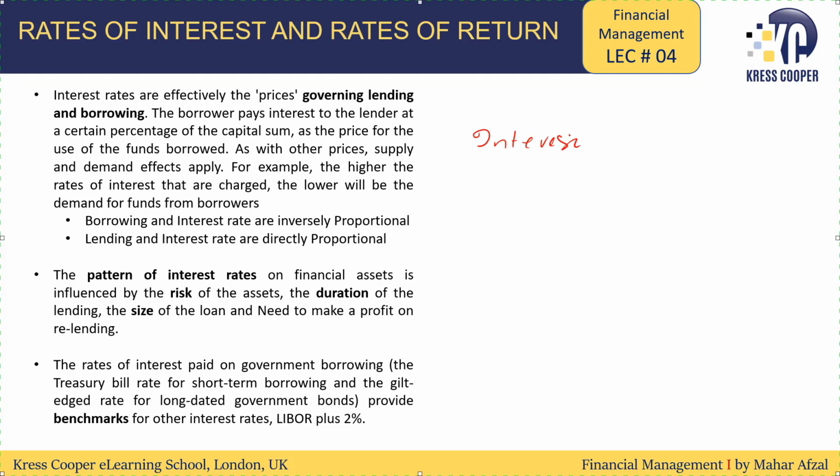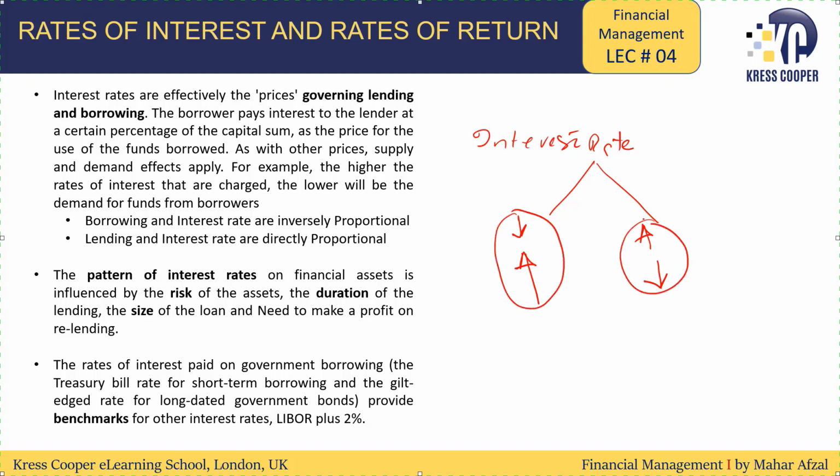This interest rate will have an impact on the borrowing. If the interest rate comes down, it means borrowing will go up. In the same way, if the interest rate goes up, borrowing will come down. So we can say this interest rate and borrowings are inversely proportional. The higher the interest rate, the lower the borrowing, and the lower the interest rate, the higher the borrowing.